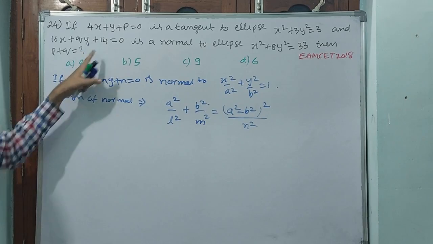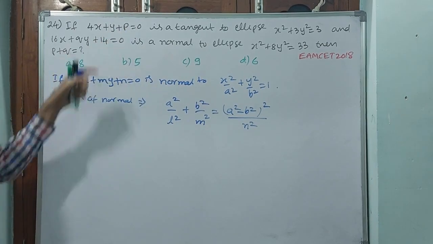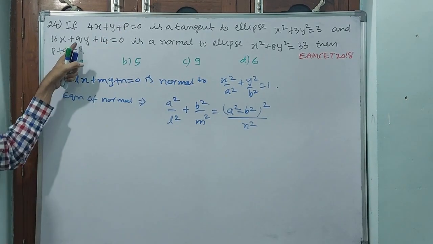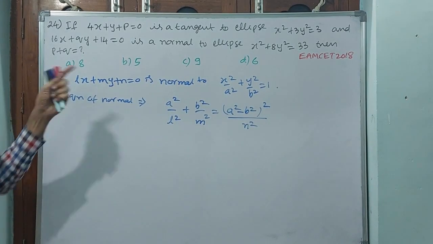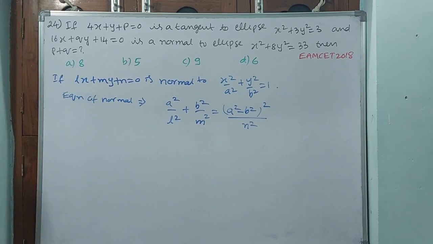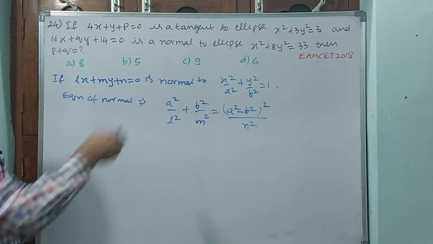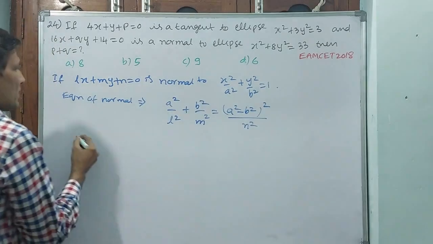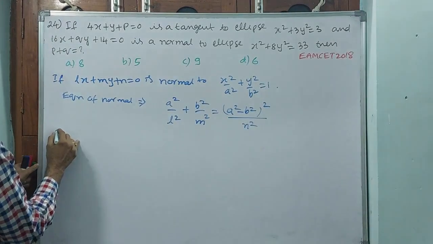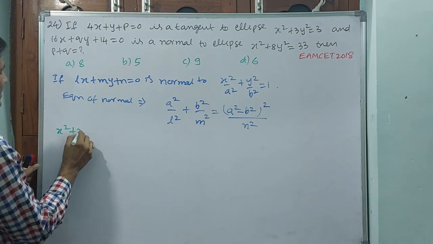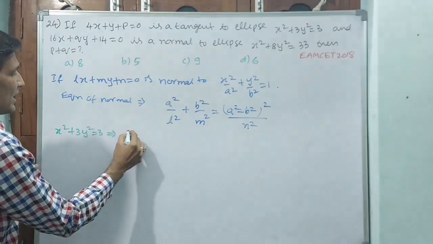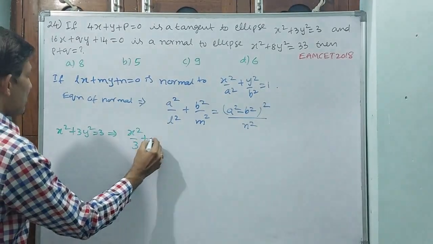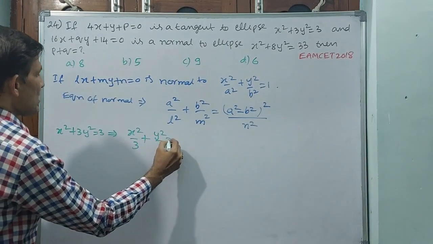First we will do this. This is very easy. First we will do this. Why? Because we are going to get the q value. Afterwards we will get that value. P and q we have to add. P plus q they are asking. Let me do first that value only. See first what is this? x² + 3y² = 3 implies, with 3 I am dividing, x²/3 + y²/1 = 1.